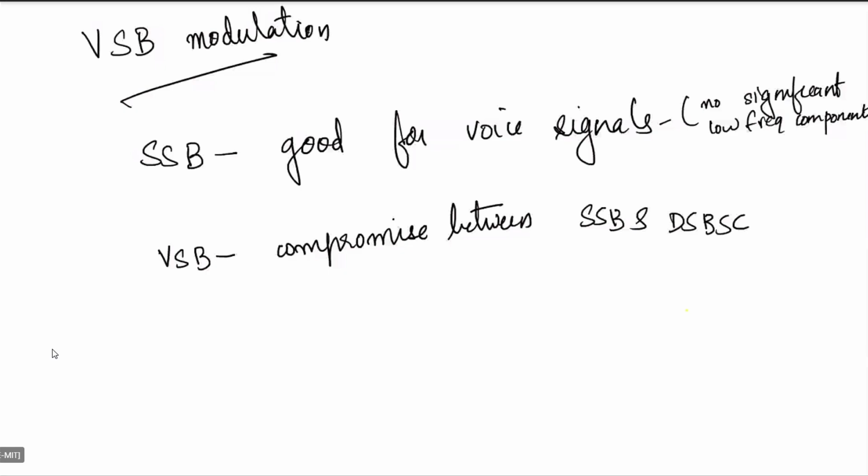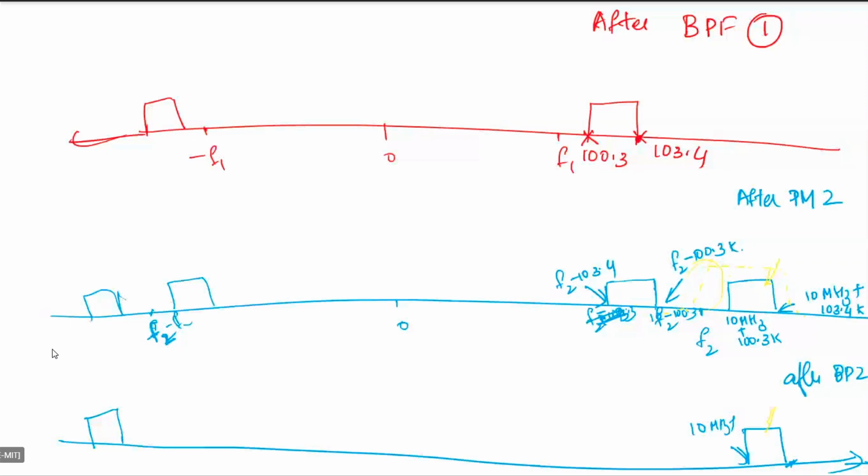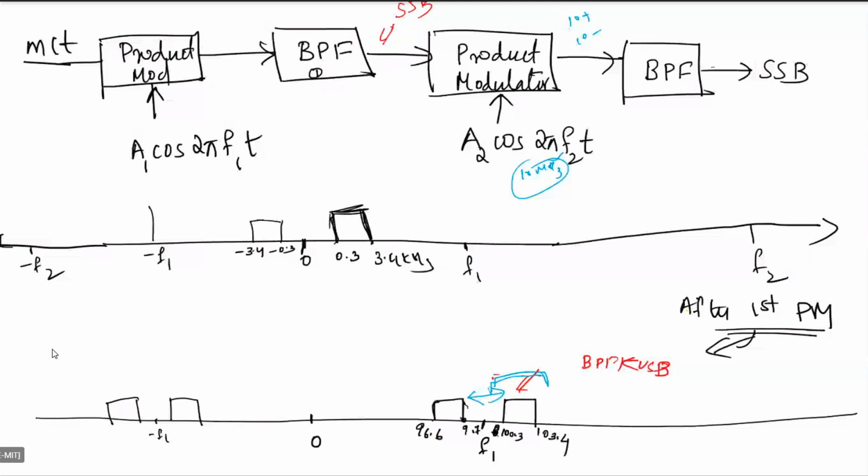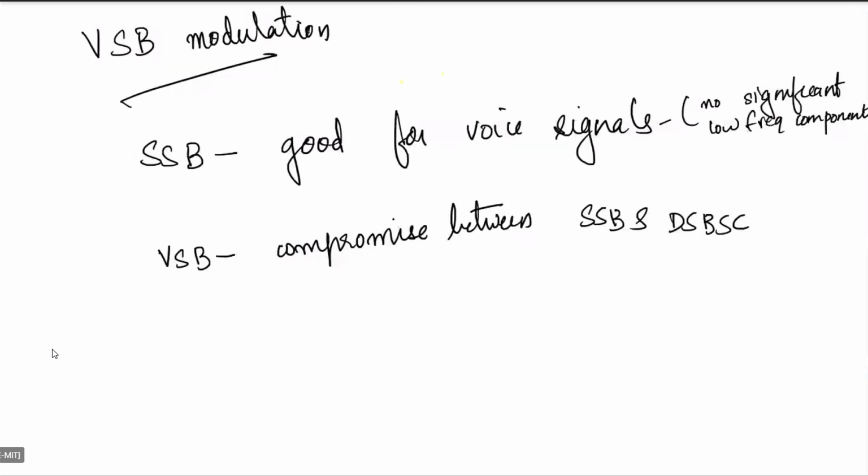Next is vestigial sideband modulation. Similarly, if you remember, for SSB generation I told you one condition for the signal. The spectrum should not be like this. If a signal is having the spectrum like this, SSB is not possible. Didn't I tell you that?